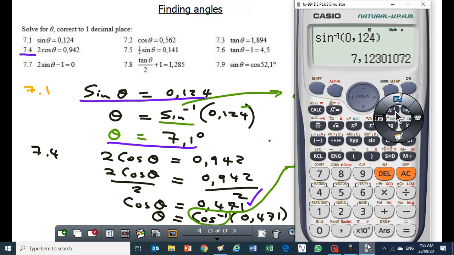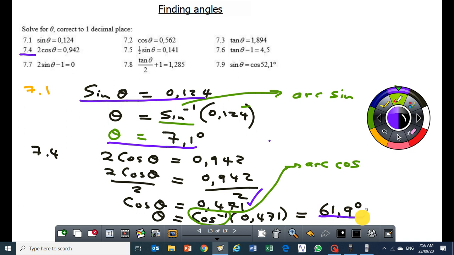So go back to the calculator. You press shift, then cos, then you put the ratio 0,471, then you press equals. It gives you 61,9 degrees as the angle. So theta is going to be 61,9 degrees. So this is very straightforward. You need to know how to use your calculator.